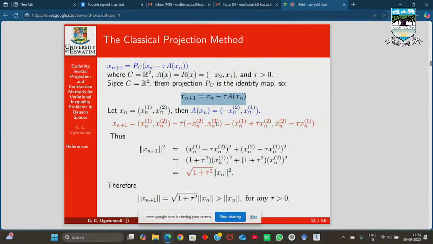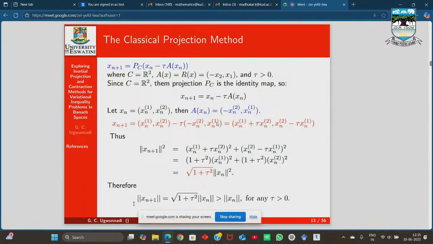So when we now define a sequence, since we are in R2, we define it as the first component and the second component xn2. Then we rotate any sequence in C. From the definition of rotation, the rotation will be of this form. Then if we iterate xn plus 1, based on the classical definition of the projection method, it's not difficult to see that we have this.